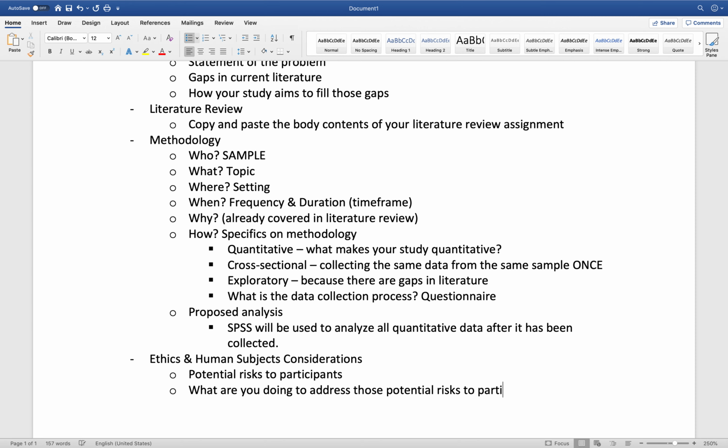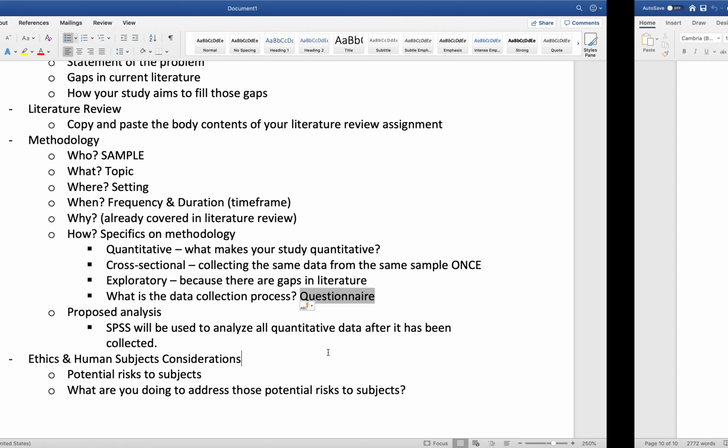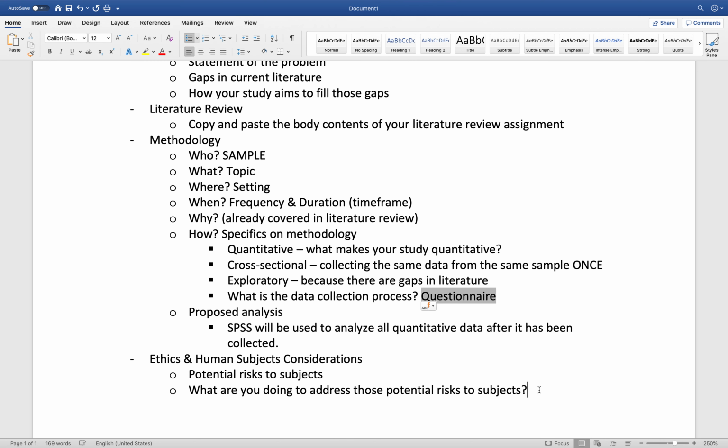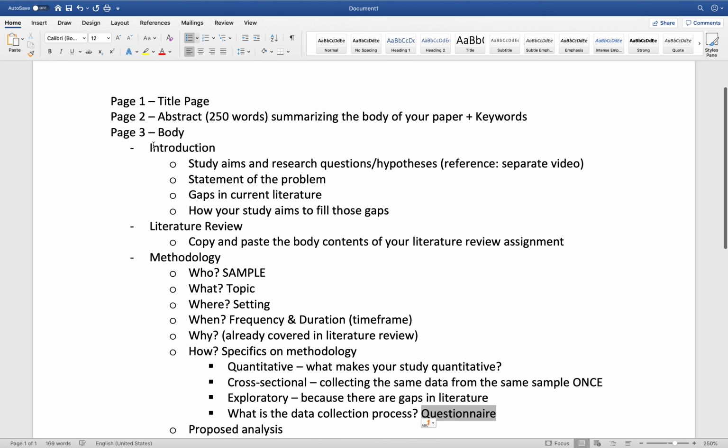Really, it should be subjects, right? Because this is quantitative research. And then that should complete the ethics and details of how your study will adhere to ethics. So you already have that covered. Okay. Now, page 3 to X will be the body of your paper.